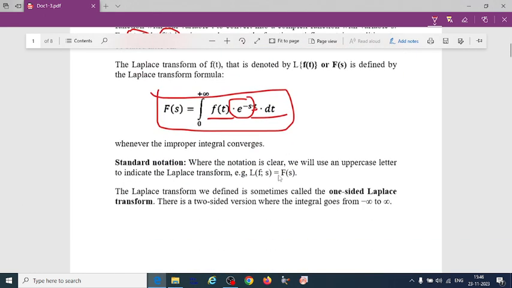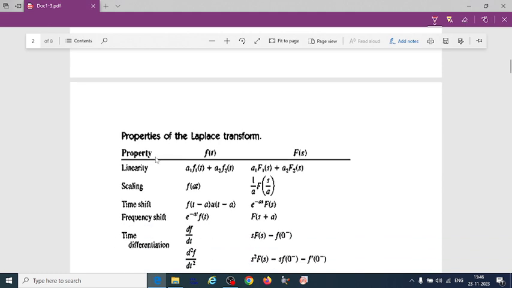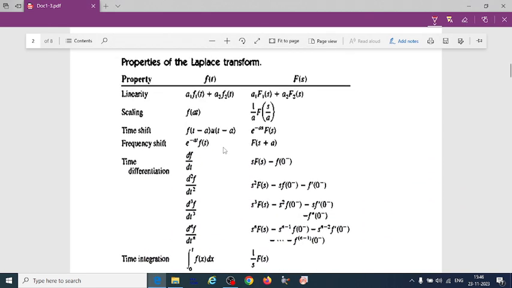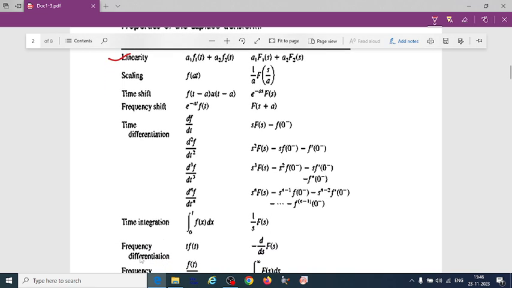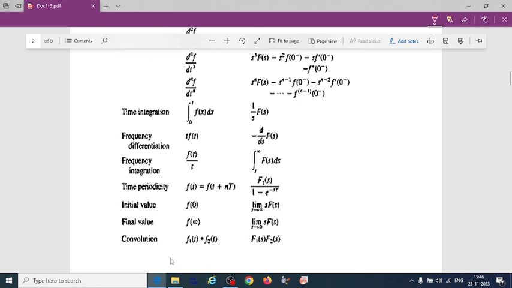The Laplace transformation, as we have denoted, is called the one-sided Laplace transformation. There is also a two-sided version of the integral form from minus infinity to plus infinity. So some of the properties of Laplace transformation we must know: linearity, scaling, time shift, frequency shift, time differentiation, time integration, frequency differentiation, frequency integration, time periodicity, initial value, final value, and convolution theorem.